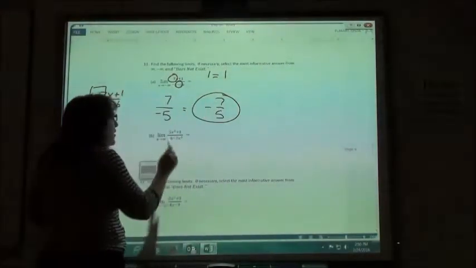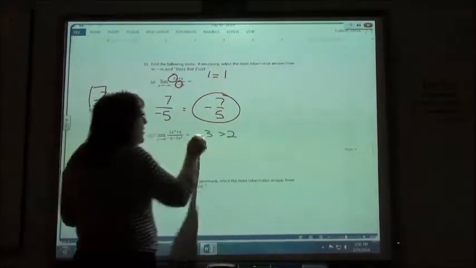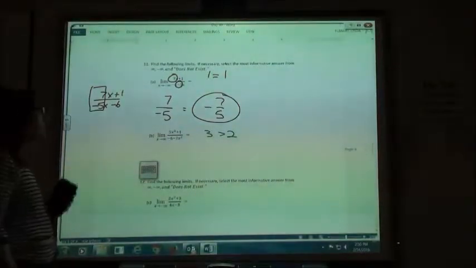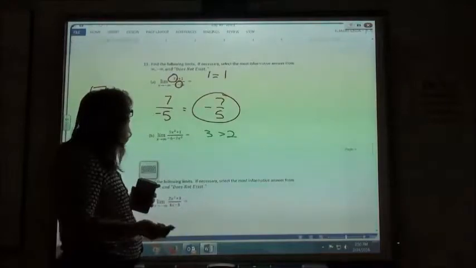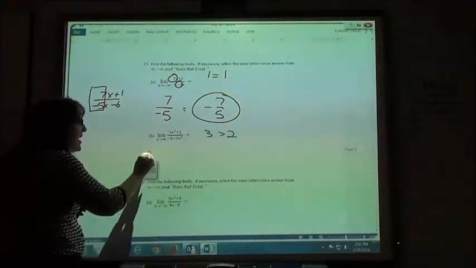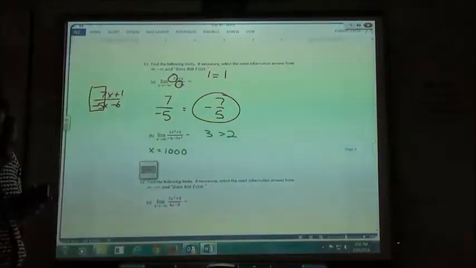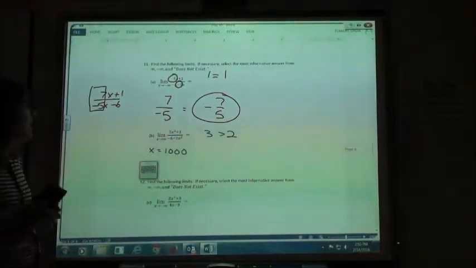This one, the degree of the top is 3, the degree of the bottom is 2. There's one of those that I have to check. 3 is greater than 2. So I know my limit is going to be either positive infinity or negative infinity. I'm checking as x approaches positive infinity. So again, I'm going to use 1,000. I'm going to use a positive number. On the previous one, we were doing negative infinity, so I use negative 1,000.